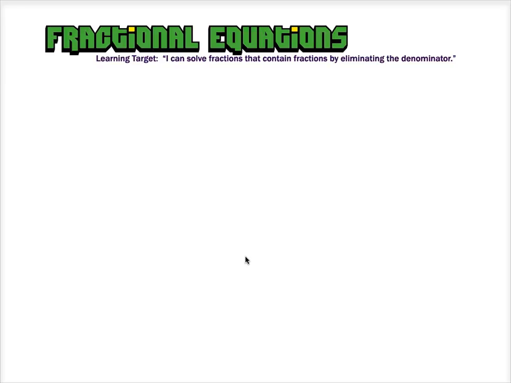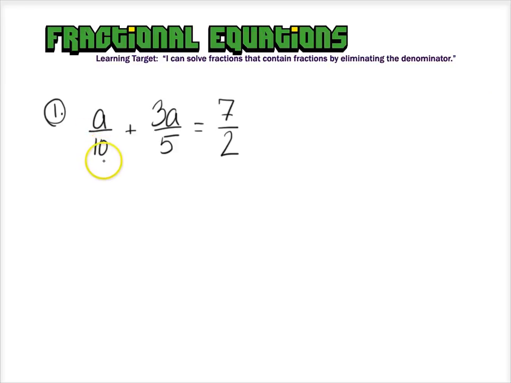And let's get to our first example so you can see what a fractional equation looks like. So here's an example of one. I just typed it because it's kind of annoying to make fractions typed well. So you have a over 10 plus 3a over 5 equals 7 over 2. And what's different about this obviously is that there are fractions, there's denominators, and the first thing that we're going to do is get rid of the denominators.